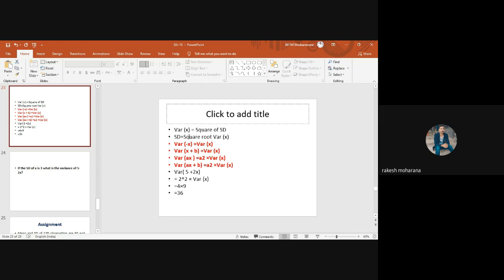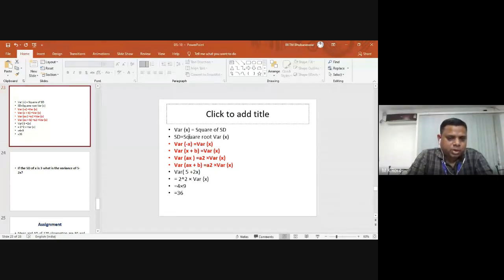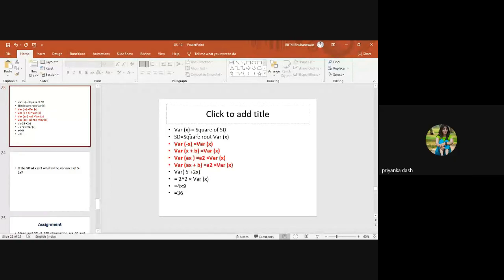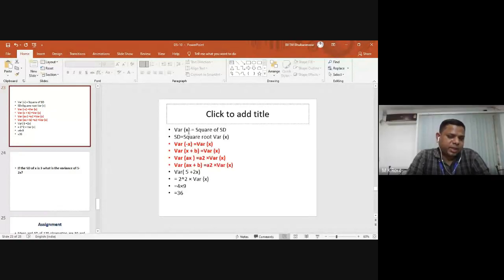Sir, this answer will be 225. Don't confuse. Standard deviation equals the square root of variance. So if I remove the square root, what happens? Variance equals the square of standard deviation. So here we need the variance of x. If you calculate the variance of x, that means the square of standard deviation, and standard deviation is given 3. That is the square of 3, that is 9.